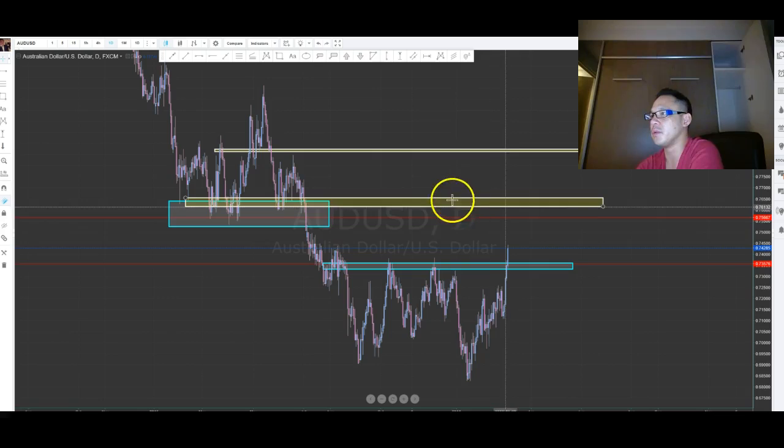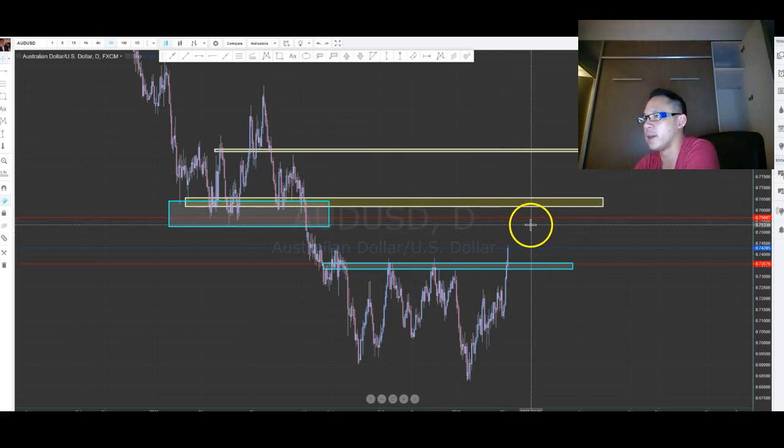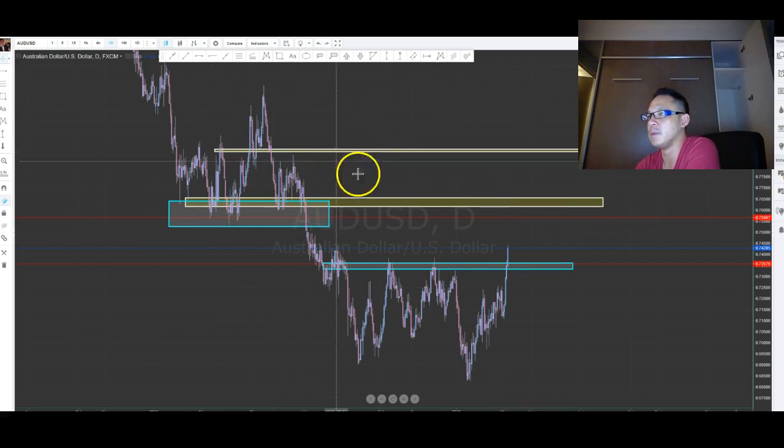But yeah, so where do we enter? I've already drawn an area here to look for entry. But you can enter certainly around here, right? Where there's structure here. The trick is where you're going to place your stops, right? The closest area you can place your stops is probably here.